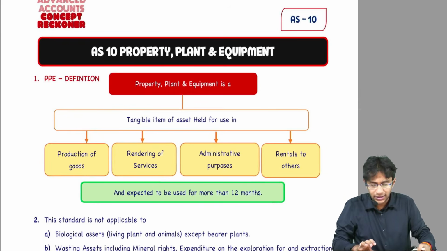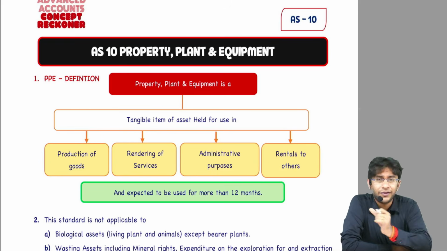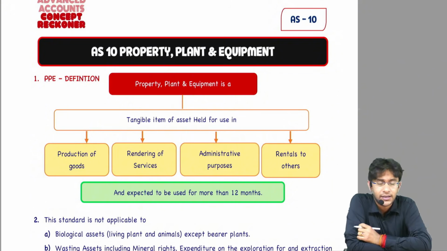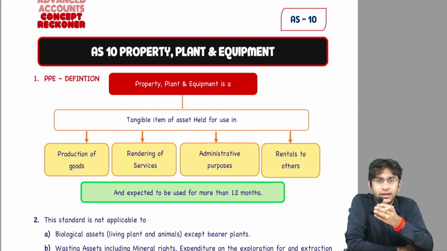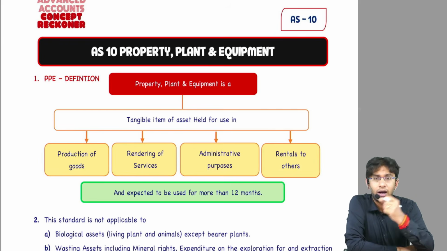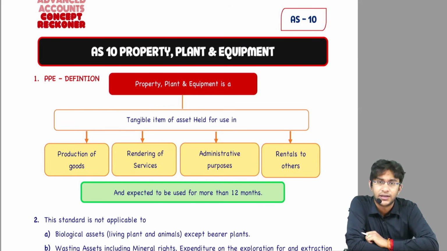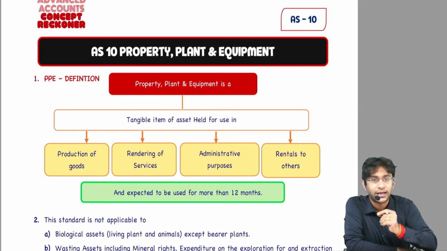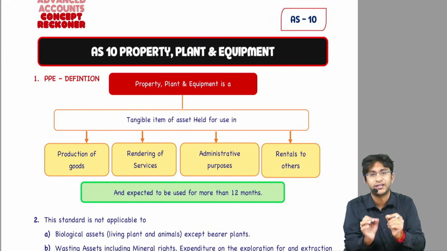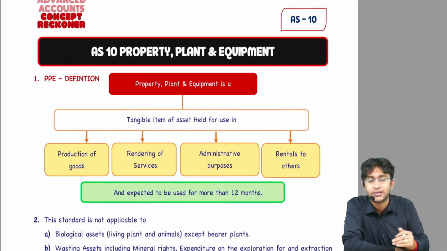Now, let's start with the definition of property, plant and equipment. You might have heard about a term called fixed assets. The term fixed assets basically means tangible assets as well as intangible assets. Under the accounting standards framework, we have a separate standard for intangible assets, which is AS 26. This is Accounting Standard 10, titled Property, Plant and Equipment, and this covers only tangible items. Only tangible items are called PPE. Intangible items are recognized as a separate intangible asset under AS 26.